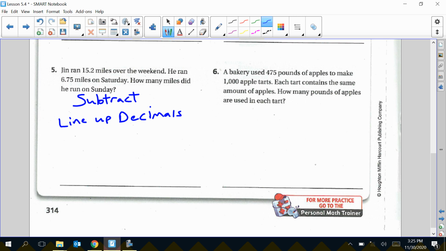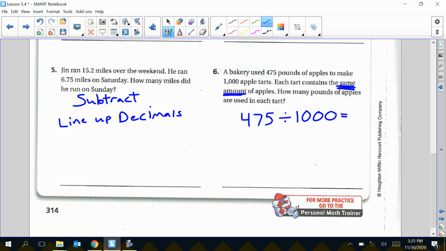Number 6, a bakery used 475 pounds of apples to make 1,000 apple tarts. Each tart contains the same amount of apples. Same amount, it's telling you that you're going to divide. How many pounds of apples are used in each tart? I know it says the word each, but we're splitting those 475 pounds among 1,000 apple tarts. So the same amount tells us we're going to divide. 475 divided by 1,000.